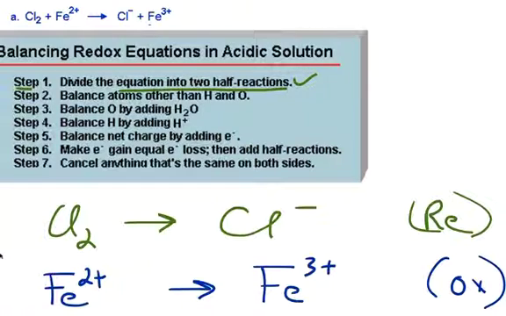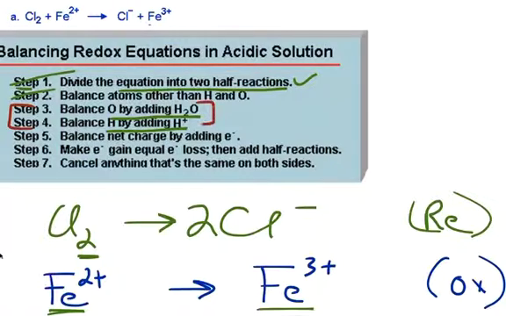Now it says balance the atoms other than hydrogen and oxygen. So I have to balance. Notice I have 1 iron here, 1 here. I don't have to do anything there. But 2 chlorines, I need to put a 2 here. Okay, so I've done step 1. I've done step 2. It says balance oxygen by adding water. I don't have to do that right now. Hydrogen by adding hydrogen. I don't have to do step 3 and 4. Those sound kind of goofy. I'm going to wait on those.